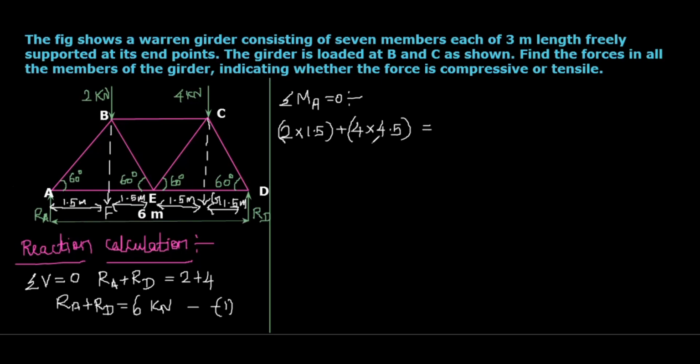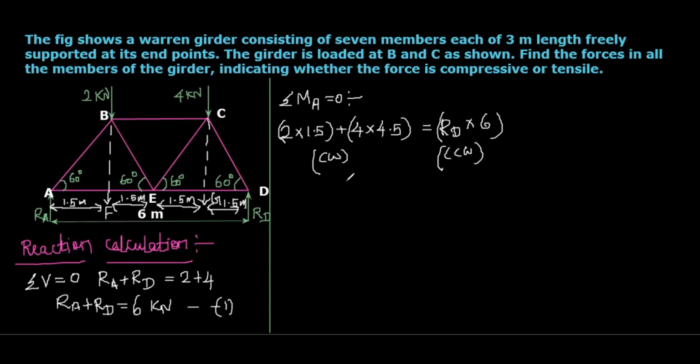This will be counterbalanced by the moment made by the upward reaction force RD, multiplied with 6 from the reference point A. This will act in counterclockwise direction. So RD multiplied with 6. On the left hand side, clockwise moment, right hand side, counterclockwise moment.